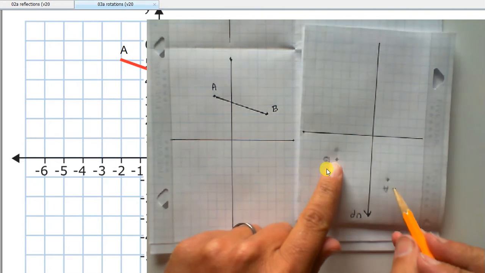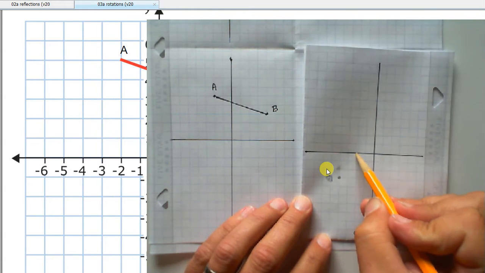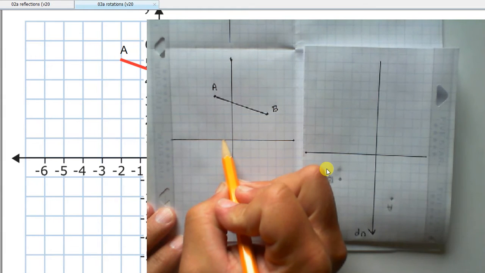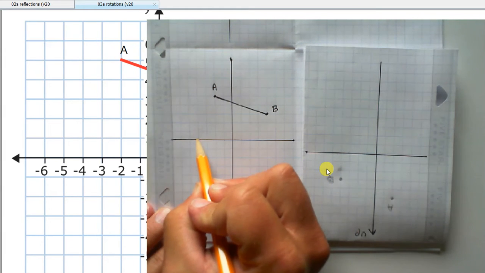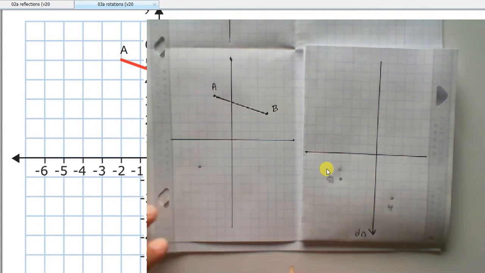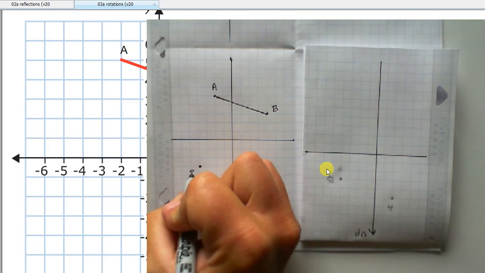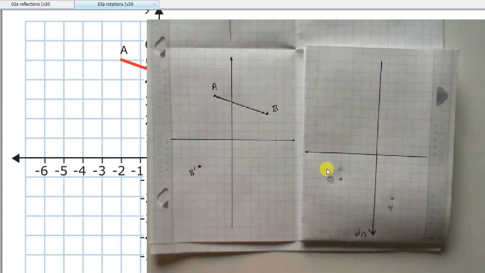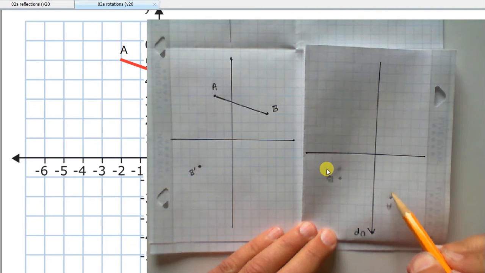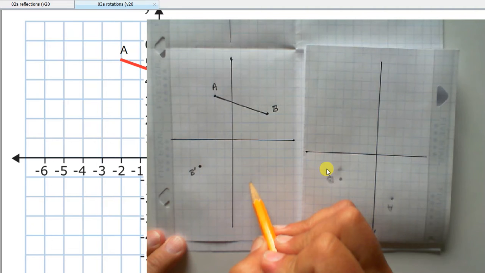So now I'm going to take each of those 2 points and just put them over here in the exact same locations. So 1, 2, 3, 4, 1, 2, 3, and that's B prime. And A is at 1, 2, 1, 2, 3, 4, 5 right here. There's A prime.